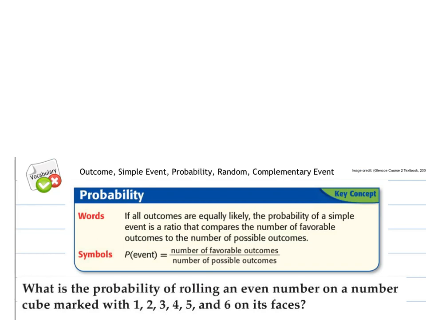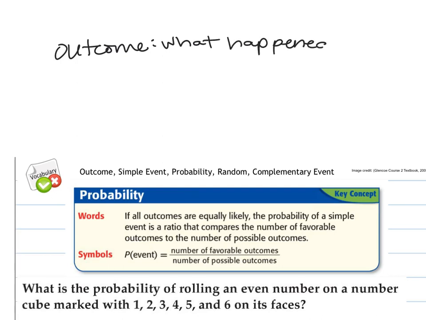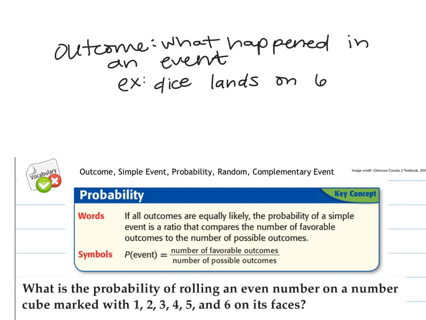Okay, so we talked about simple event and probability, but now we need to talk about outcome. Okay, well, the outcomes are what happened in an event. Okay, so when we are talking about, sorry, let me finish writing this. Okay, so if we were talking about rolling a dice, an outcome could be that it lands on 6. Okay, so that's an outcome.